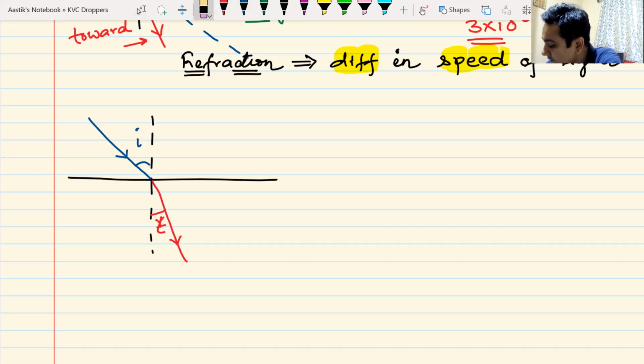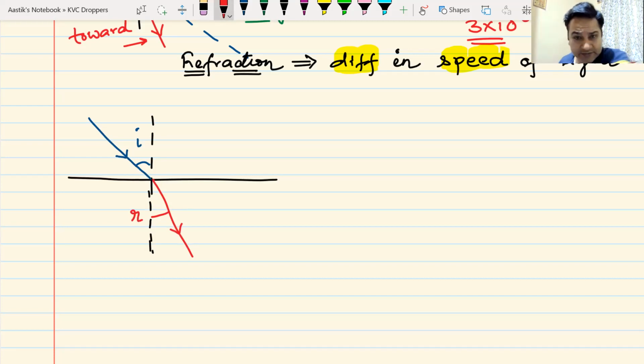Do we understand that? Yes, sir. Okay. So instead of R, I might sometimes use T, but here I will just use R. So this is the angle of refraction. Now the blue one is the incident medium. I call it medium number 1.